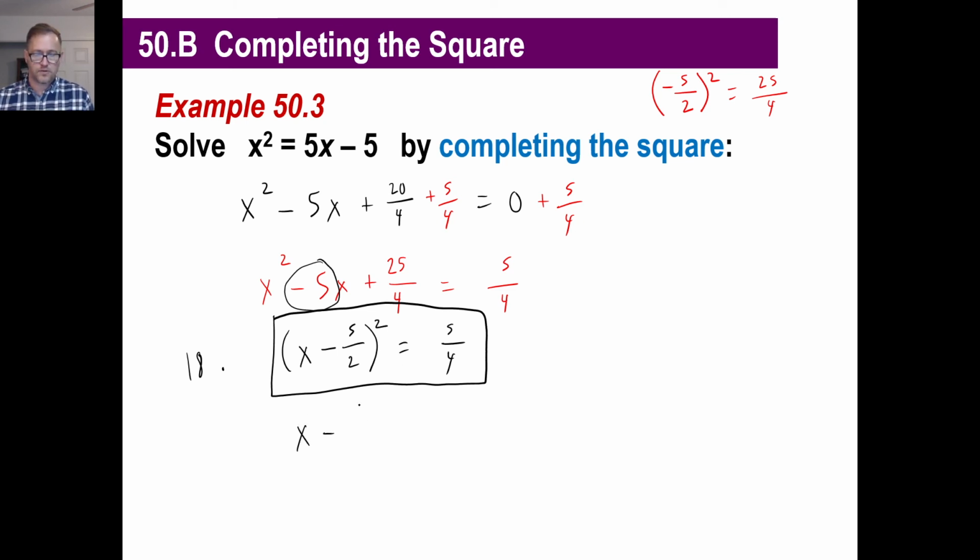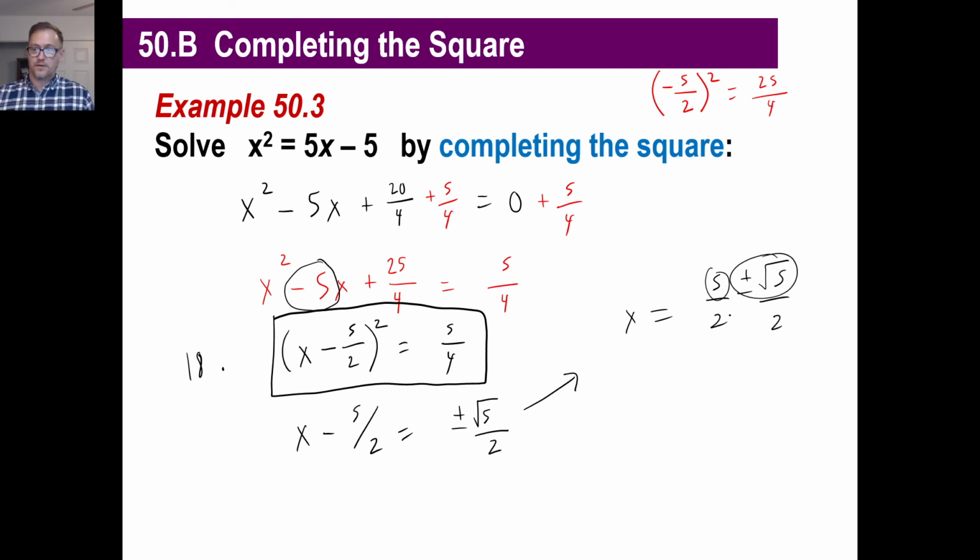Okay, let's see. I take the square root, x minus 5 halves, plus or minus the square root of 5/4. That'll be, by the way, the square root of 5 over the square root of 4. Remember that? Which will just be plus or minus the square root of 5 over 2, right? Square root of 4 is 2. Last step we do is we take the 5 halves and move it over. That's going to be positive 5 halves plus or minus the square root of 5 over 2. If you actually wanted to put both of these numbers over one denominator, since the denominators matched, that's fine too, but that's the answer.